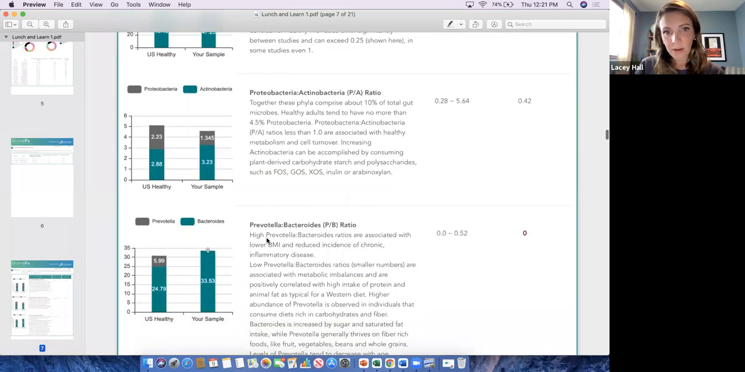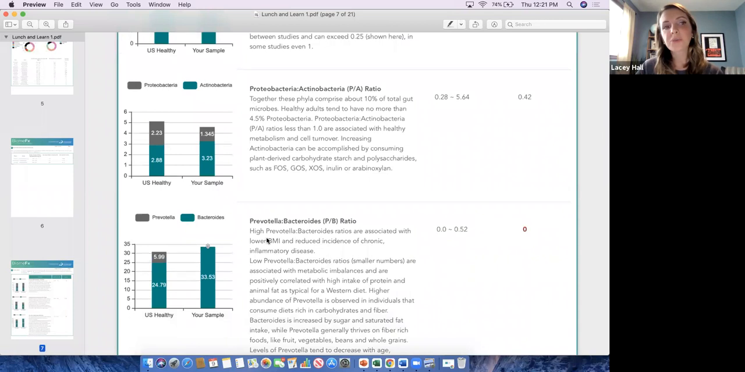The second one links back to inflammation. It's really asking ourselves, is this inflammatory group, Proteobacteria, is it being well controlled? That's what this ratio is asking us. And Actinobacteria does a great job of making sure this group is suppressed. So oftentimes, if this ratio is really elevated, we're talking about inflammation.